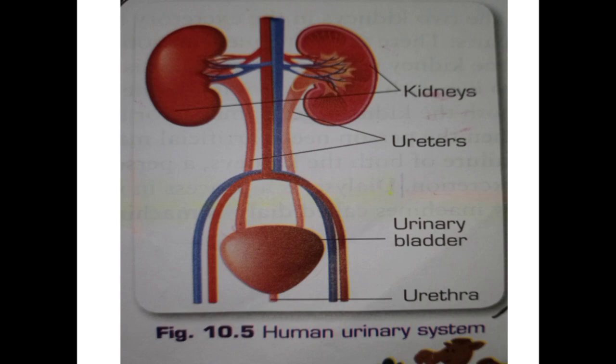Kidney. The kidneys are the main part of the excretory system. They are bean shaped and are located in the abdominal region, one on each side of the backbone. Kidneys control the water and minerals absorbed by the body. They work like filters for the body.